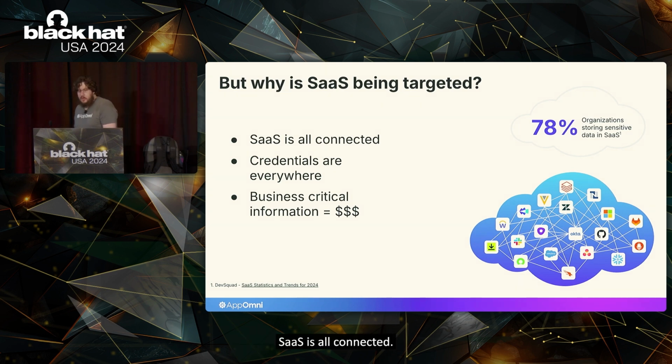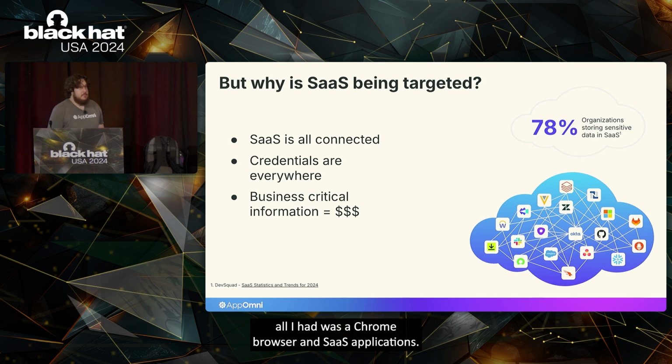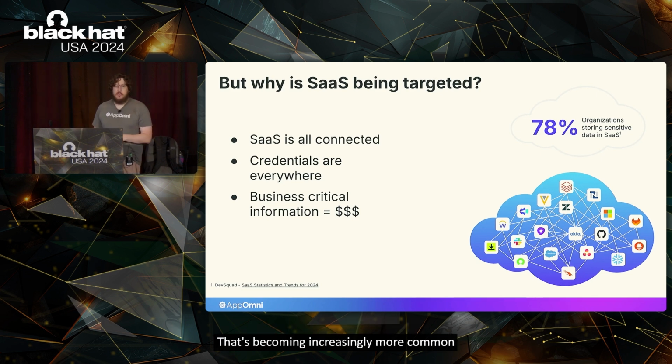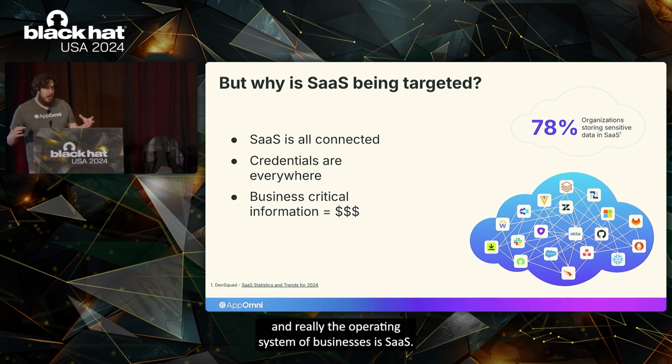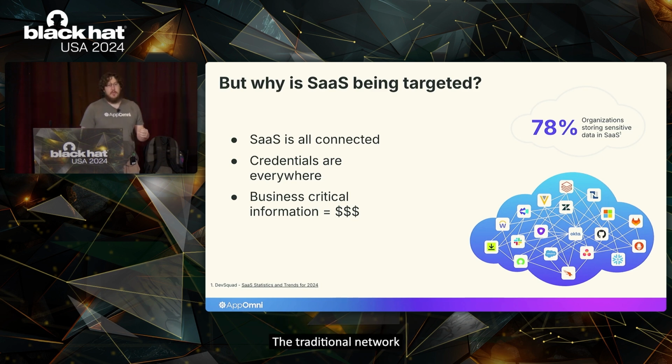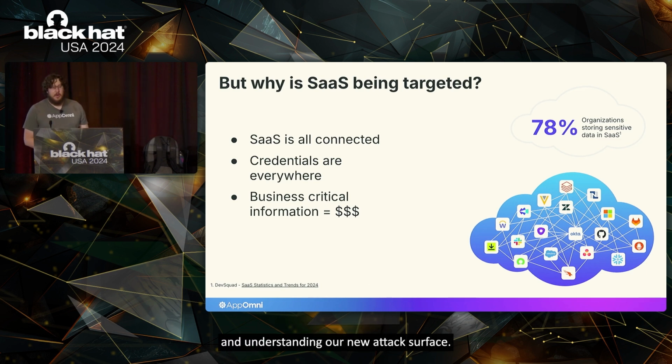SaaS is all connected. 78% of organizations store sensitive data in SaaS. When I ran a business on my own, all I had was a Chrome browser and SaaS applications. That's becoming increasingly more common, that the architecture and the operating system of businesses is SaaS. The traditional network, that legacy perimeter, is disintegrated. But we just haven't come to terms with that and understanding our new attack surface.